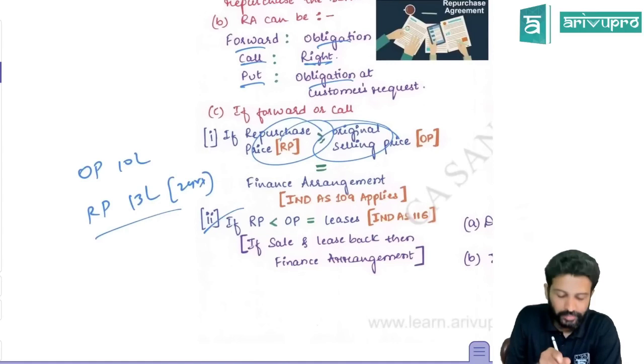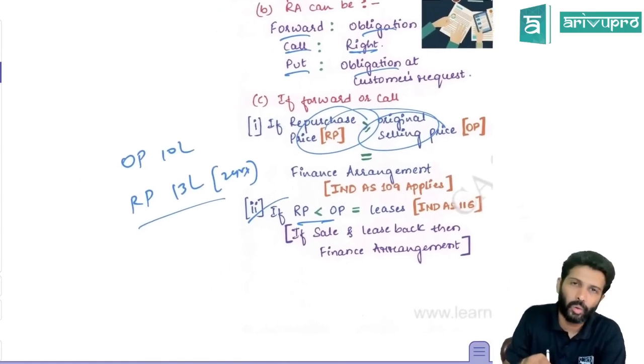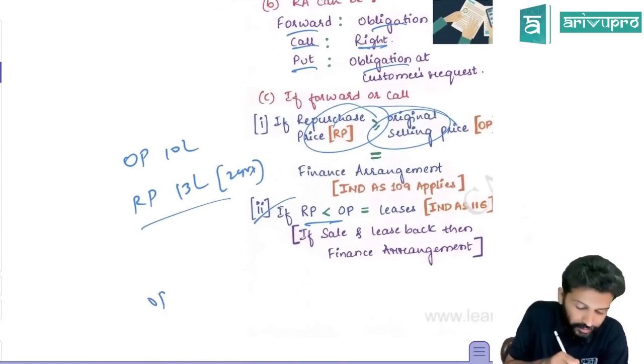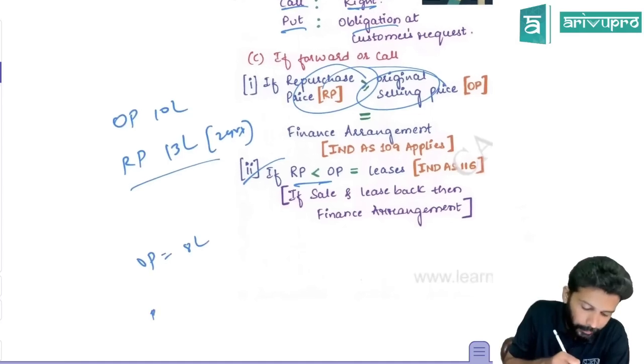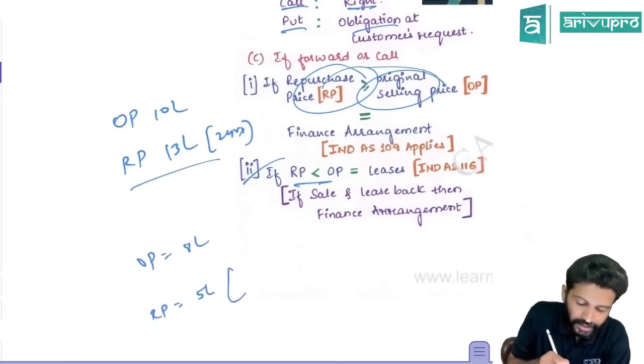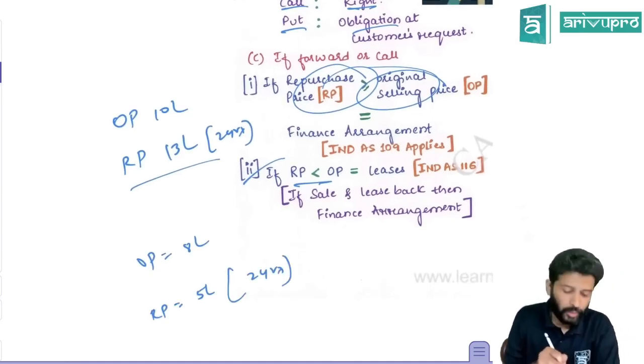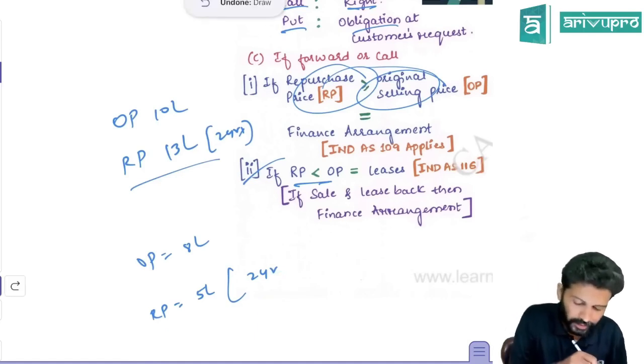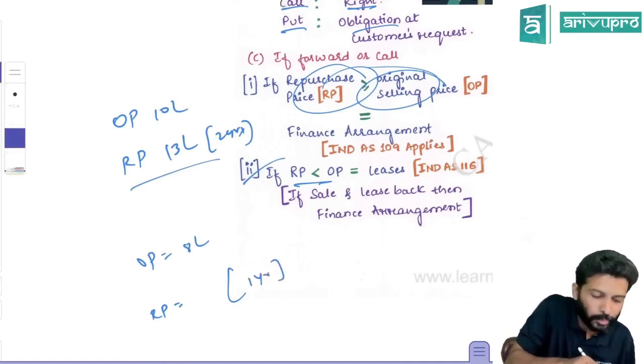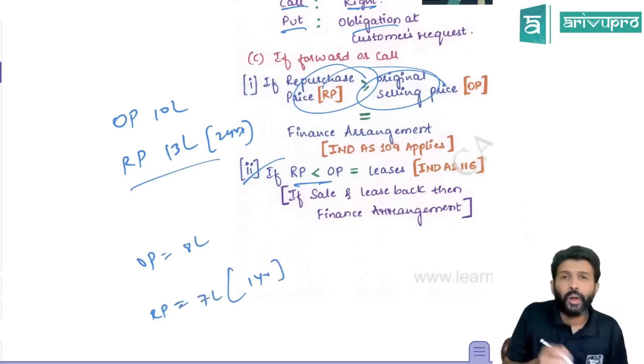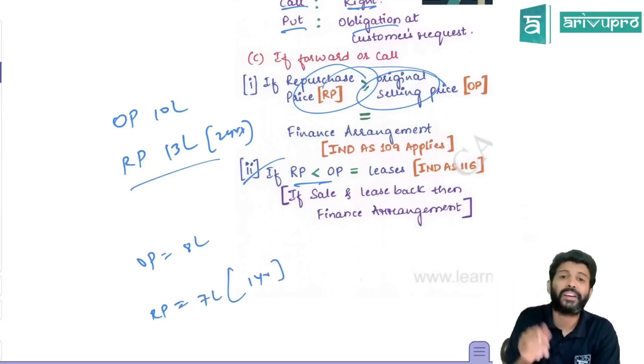If it's the other way around, if the repurchase price is lesser than the original price, let's say originally we sold for 8 lakh, we'll repurchase it, let's say only for 5 lakh, but only after 2 years. Or let's say we'll repurchase it after 1 year, for 7 lakh rupees. Now, why will the seller agree for this? Why will the buyer agree for this?